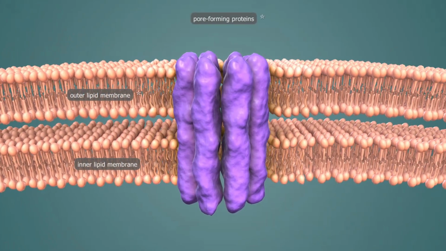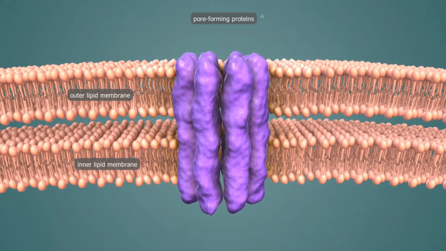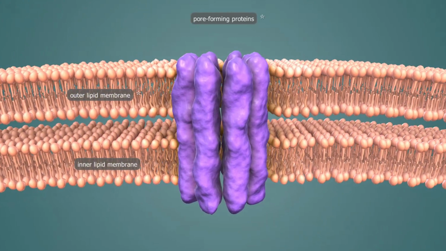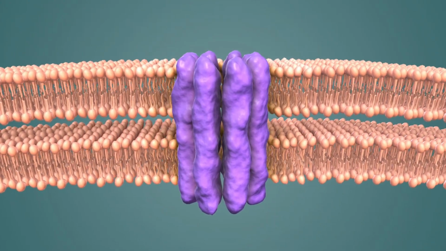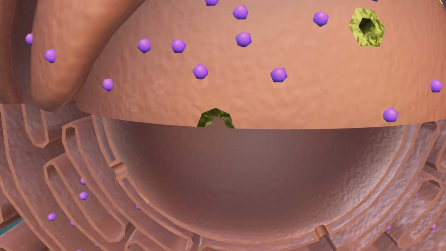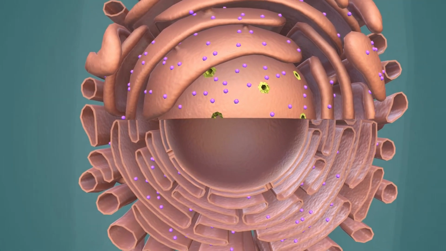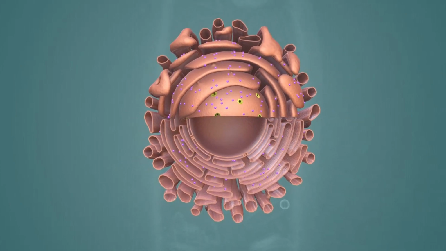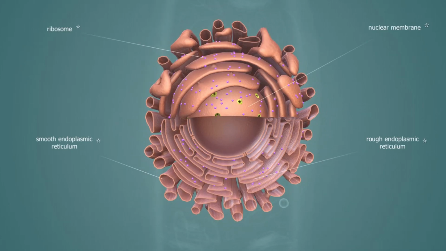The nuclear membrane is a double lipid membrane. It contains pores, which are made up of pore-forming membrane proteins, through which materials are transported between the cytoplasm and the nucleus. The endoplasmic reticulum is continuous with the outer layer of the nuclear membrane. The rough endoplasmic reticulum is nearer to the nucleus.